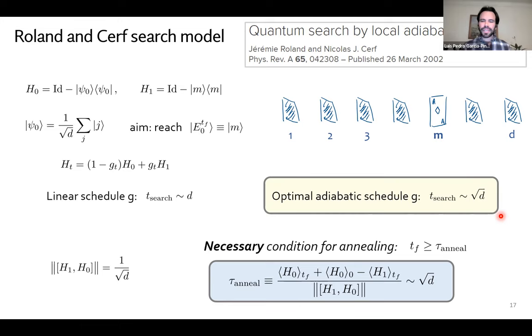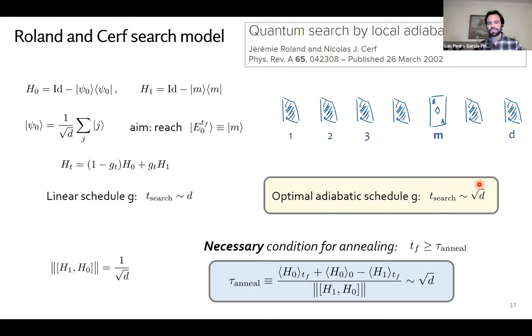Note that their schedule is adiabatic, right? Their schedule was always going through the ground state. Our result does not assume adiabaticity. So what this says is that even if you have a non-adiabatic schedule, in the Roland and Cerf case, a non-adiabatic schedule cannot beat an adiabatic schedule because our lower bound gives the same scaling as Roland and Cerf's adiabatic schedule. So that's one thing.